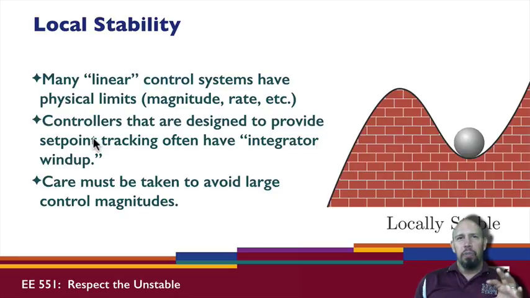In the transient response, it actually kind of gets in the way, and it gives rise to something called integrator windup. So basically, if you have a nonlinear system, you need to take care to avoid large control magnitudes. In other words, you can't make your system perform too quickly or jump through the hoop too quickly, or it will have a problem.